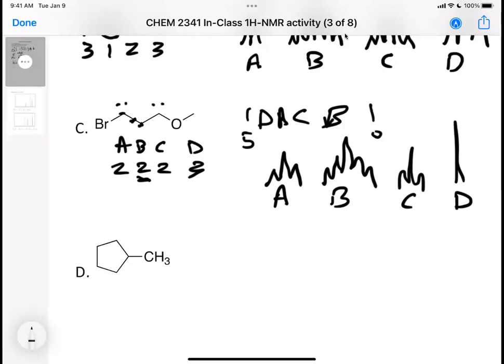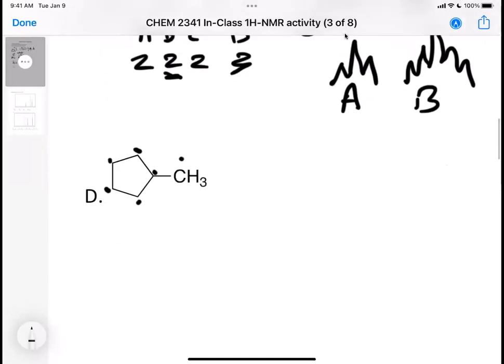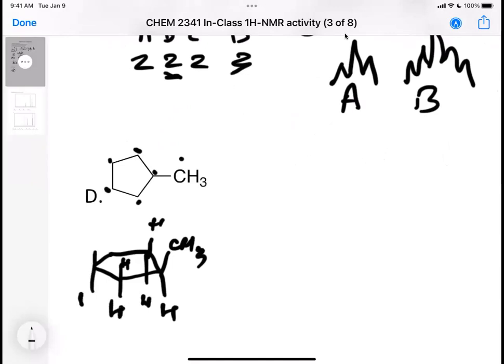Okay, now let's do the hard one. So we have 1, 2, 3, 4, 5, 6 signals, right? Well, no, wait. We have a ring. Uh-oh, we've got to draw it differently now. We've got to draw the ring on its side and show where those are. Hydrogen, hydrogen, hydrogen, hydrogen.